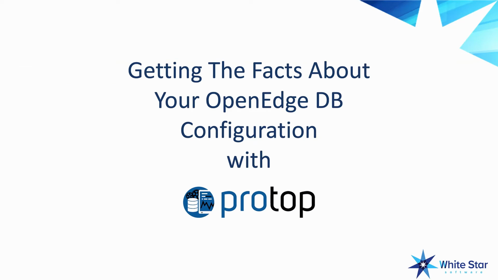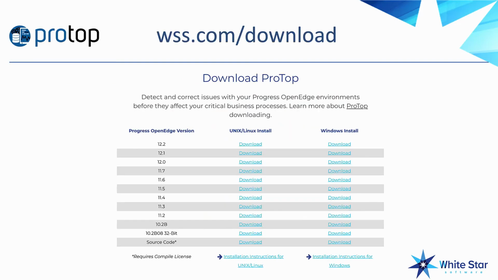So let's talk about getting the facts about your OpenEdge database configuration with ProTop. If you don't have ProTop, go to wss.com/download and get a copy for your system. You can get either Windows or Unix and Linux installs, either R code or source code or Xcoded for most versions of Progress that are out there today.